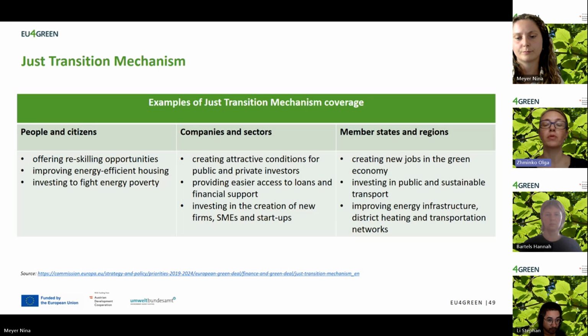And in respect of the member states and regions, the measures financed include reskilling and education, employment generation, clean and healthy environment, access to cheaper green services and products, regional development, public and sustainable transport, and improving energy infrastructure, district heating, and transportation networks.